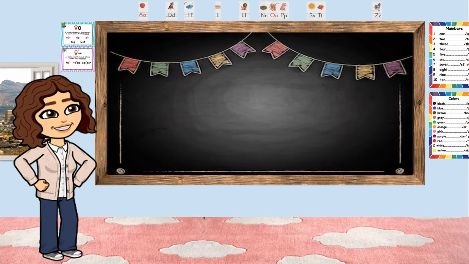Listen to these words and try to figure out the sound that you hear in the initial position of each of these words. Fan, fog, fill. What sound do you hear in the initial position? Fan, fog, fill. We hear a f sound in the initial position of each of these words.